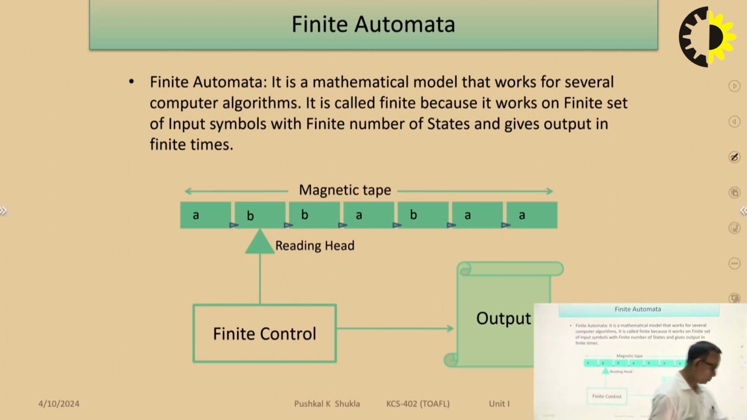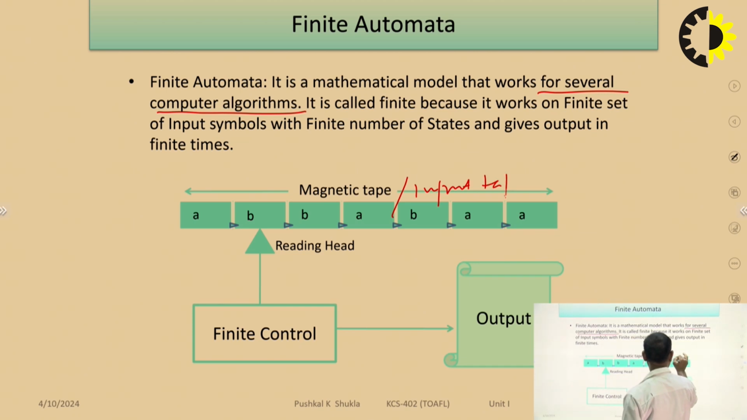Now, finite automata. Finite automata is a mathematical model that works for several computer algorithms. It is called finite because it works on a finite set of input symbols. This is known as the input tape, where the input symbols a, b, a, b, a, b are written. It works on a finite set of input symbols with a finite number of states.